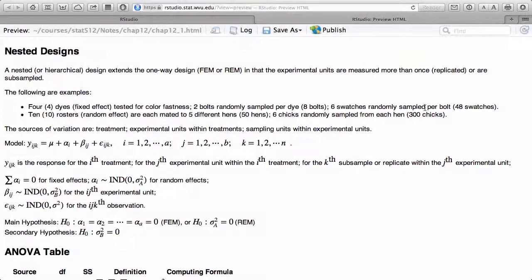So section 1 deals with nested designs. Sections 2 and 3 deal with experimental design, which controls variability. Nested designs are not so much in terms of controlling variation. They deal with a couple situations such as subsampling.